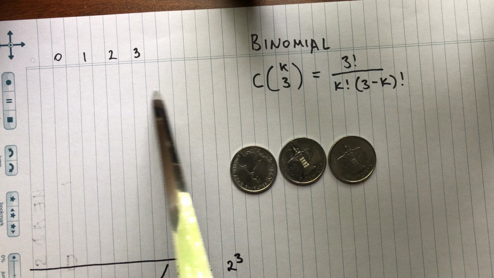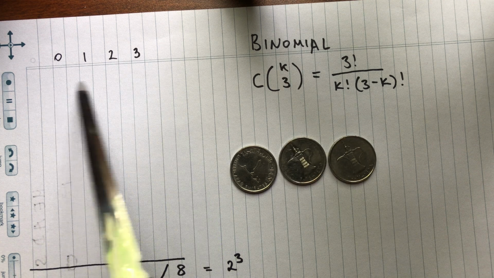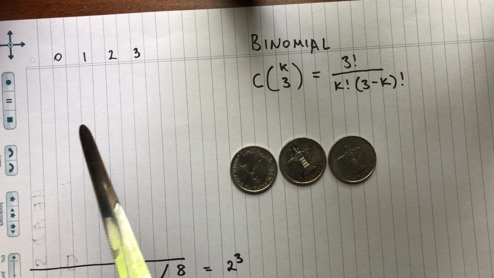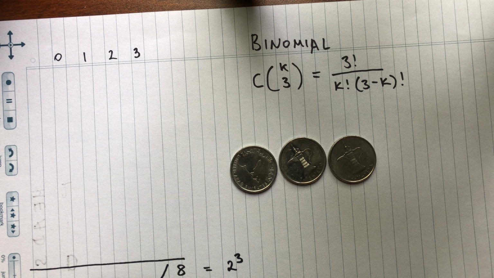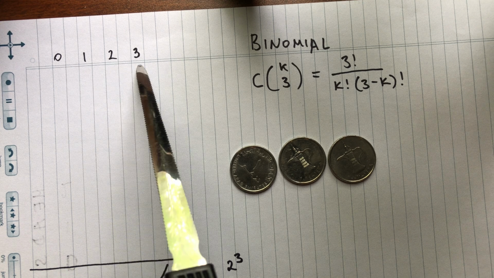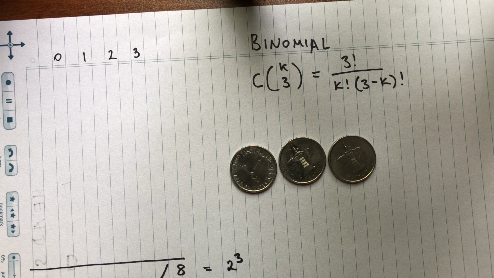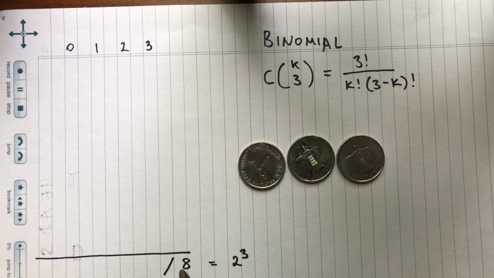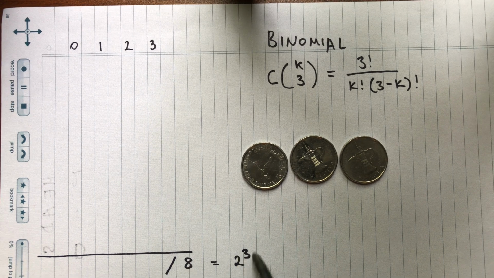So you'll write them all down, each combination in the line, and then tally up the number of heads here, right? So 0, 1, 2, or 3, and then when you add them all together up, it should be exactly 8 combinations, 2 power 3.